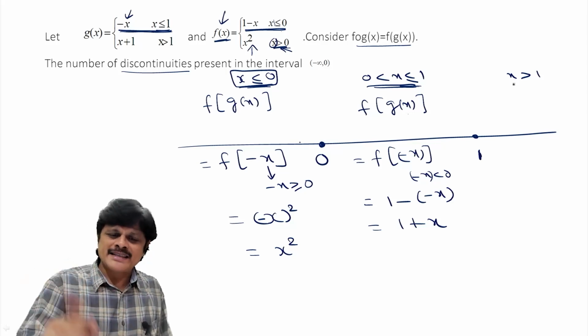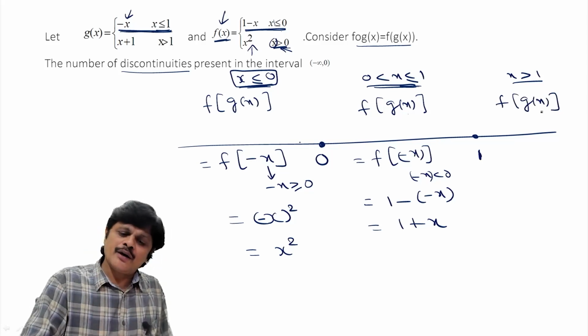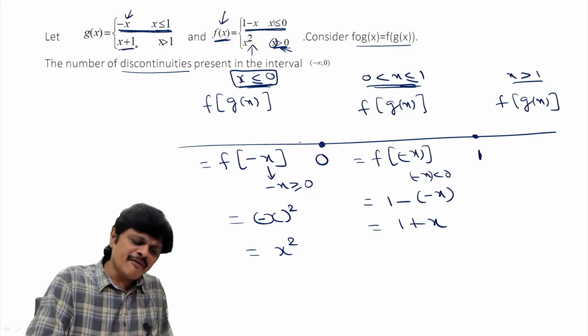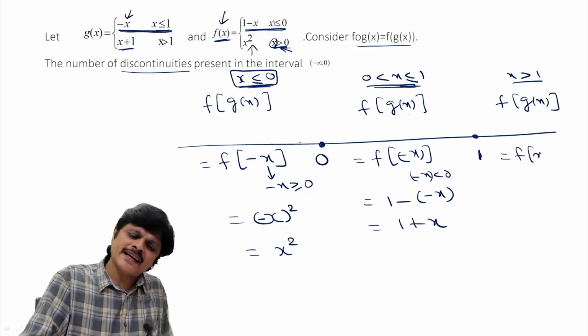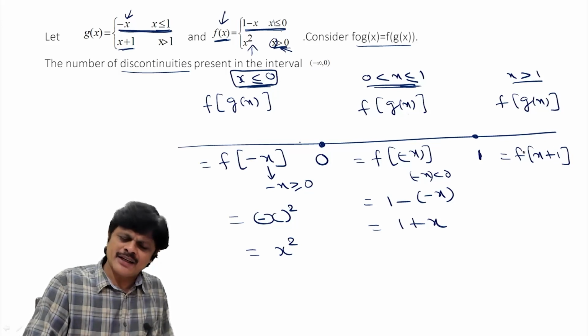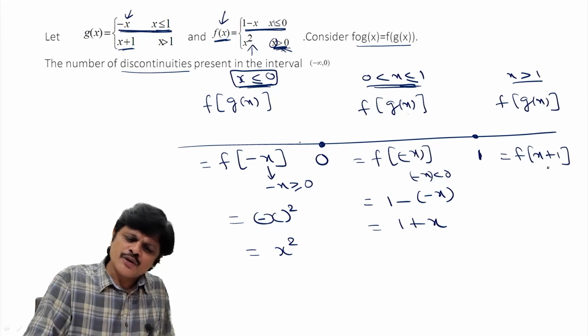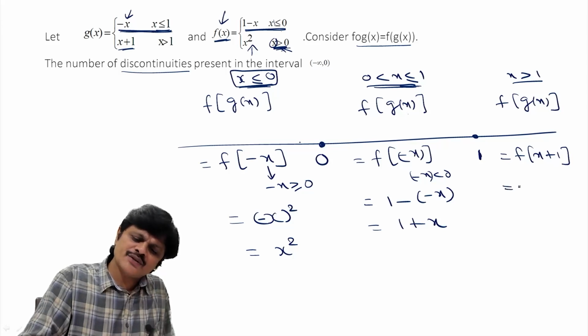Now for x greater than 1, you have to see the third case, f of g of x. What is f of g of x for x greater than or equal to 1? Now g(x) for x greater than 1 is defined as x plus 1. So we have to write f of x plus 1. When x is greater than 1, x plus 1 is also greater than 1, obviously greater than 0. So we have to use this condition. So what is f of x plus 1? Argument is greater than 0 means square of that. So it is x plus 1 whole square.